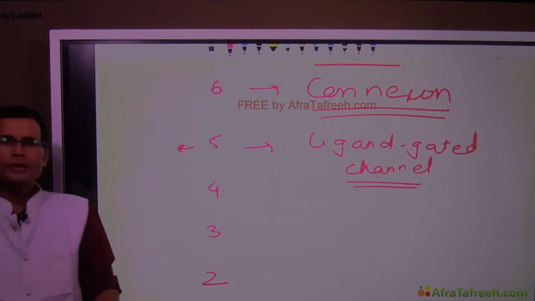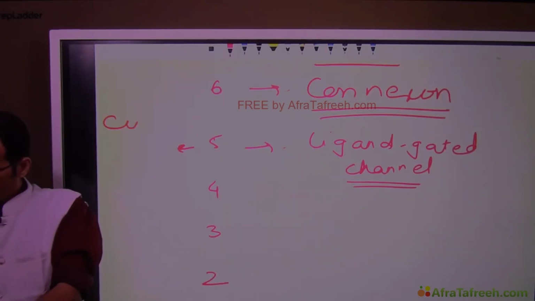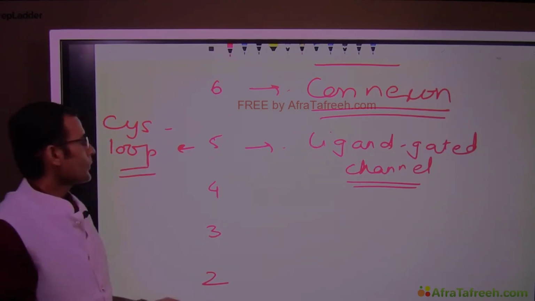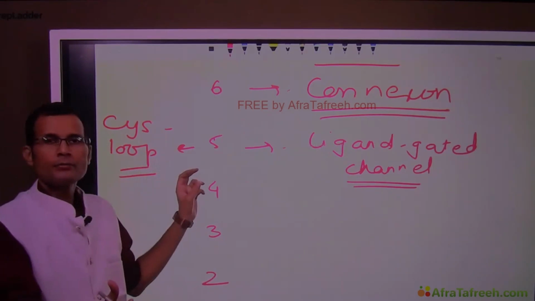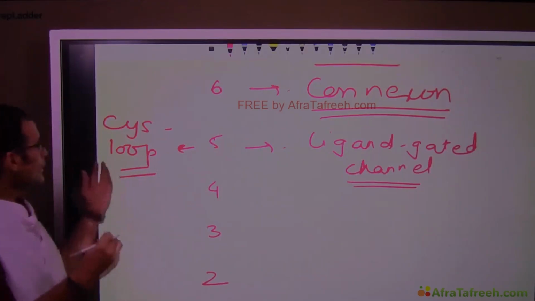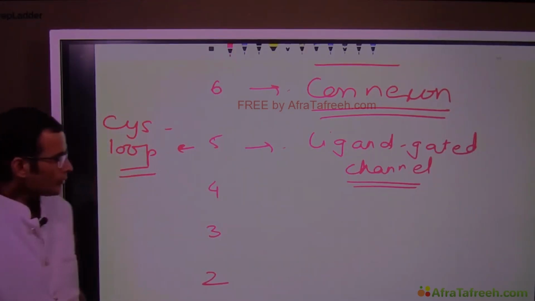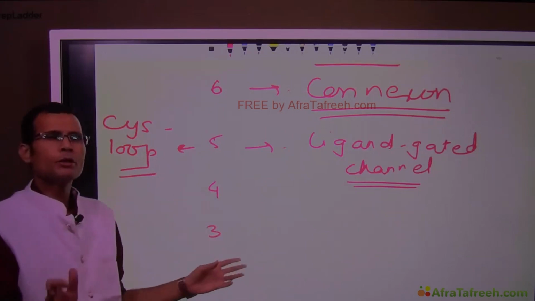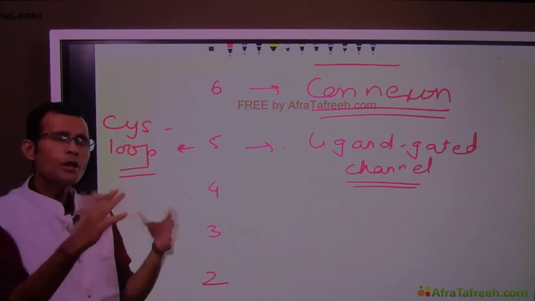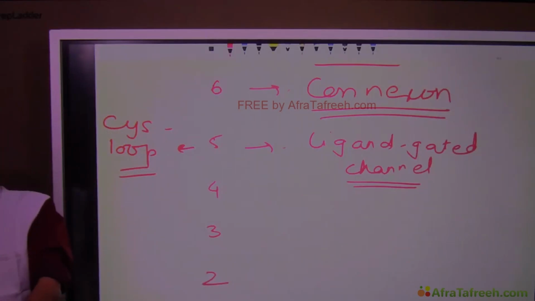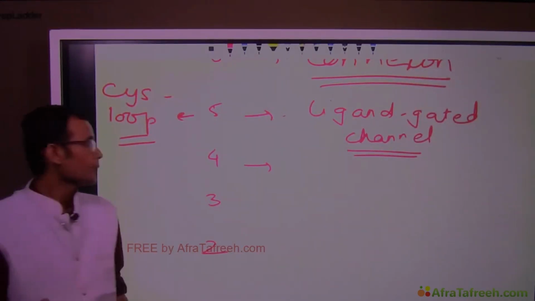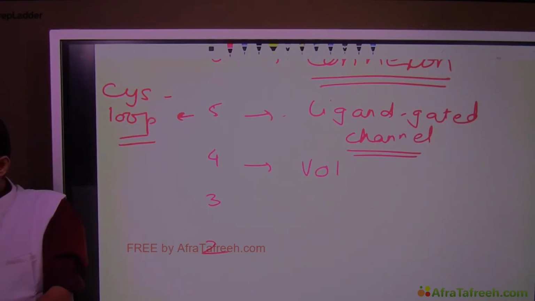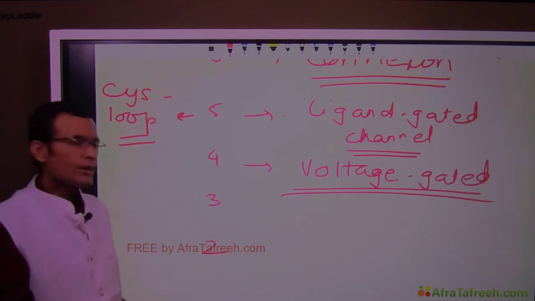By the way, their receptors are also called as cis loop receptor. Just an additional information: the receptor which is associated with the channel is sometimes called as cis loop receptor. 2 cysteine residues linked by a disulfide bond making a loop. So cis loop receptor. Okay. 4. Voltage gated channels. They are tetrameric proteins, tetramers.